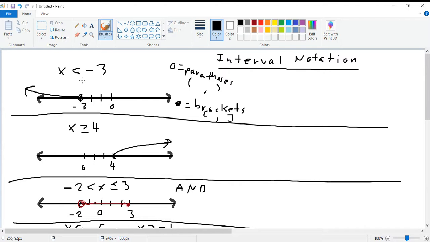So for this first question, x is less than -3, we're going to want to use parentheses because it does not have the equal symbol. So instead of the open circle, we would put a parentheses on the -3 like this. For the next one, x is greater than or equal to 4, you have that straight equals bar, so you're going to use the straight brackets instead of the closed circle. So put your straight brackets here on the 4. Make those a little bit more straight.